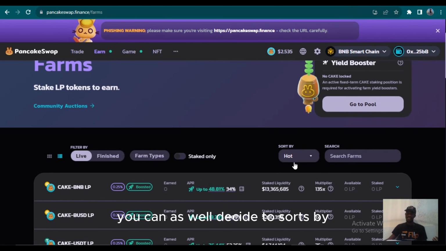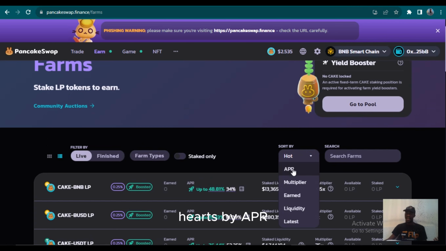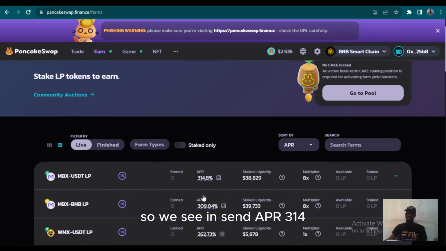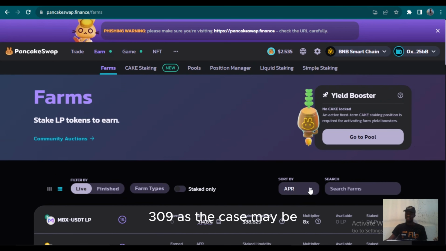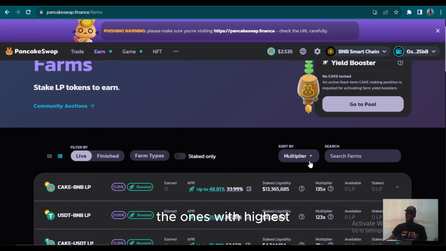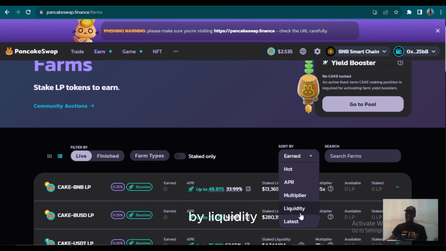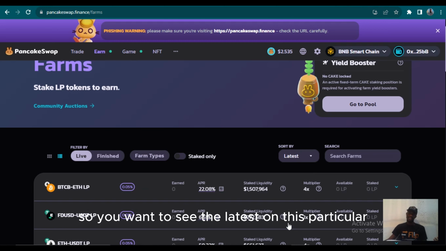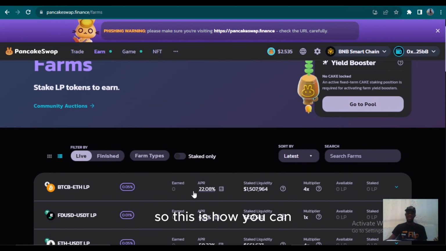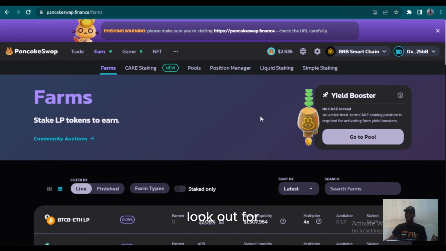You can as well decide to sort by hot, by APR. You want to see those with the highest number of APR. So we see insane APRs, 314, 309, as the case may be. Go back there, multiplier. You can sort by multiplier, the ones with highest multipliers. You can sort by earned, right? You can sort by liquidity. You can sort by latest. So you want to see the latest on this particular platform, the latest that have been listed. This is how you can look out for good yield farms and make lots of money.